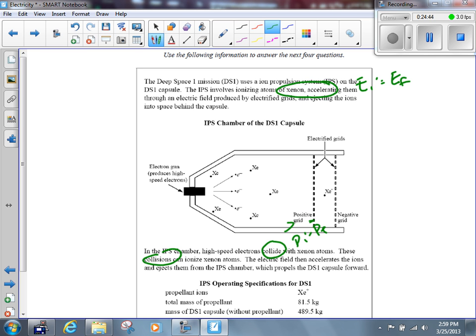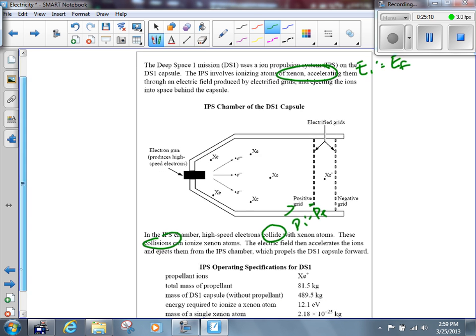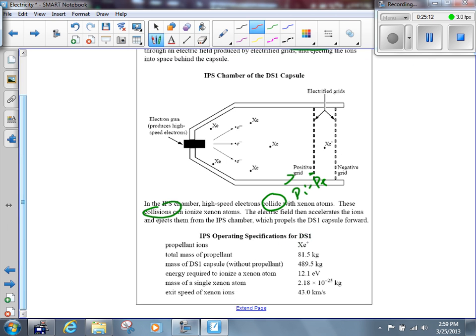Okay, when I see this question right now, I think, look, I'm probably not going to use conservation of momentum, but I'm going to write it down because I spotted that. I spotted there's a collision, and I spotted that I can use conservation of momentum if it helps me. So I'll write it down, okay? The electric fields then accelerate the ions and eject them from the IPS chamber. This propels the DS1 capsule forward. Then we have a bunch of information here, a bunch of data. The propellant ions says Xe plus. That's giving us the charge of the xenon. What is the charge of the xenon ion based on that notation there?